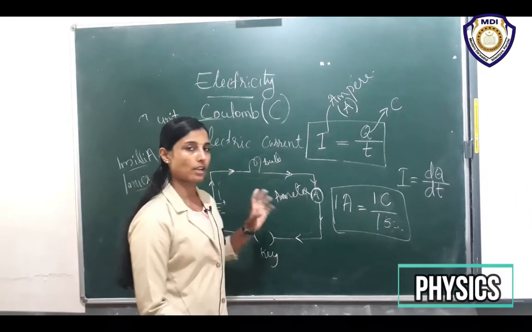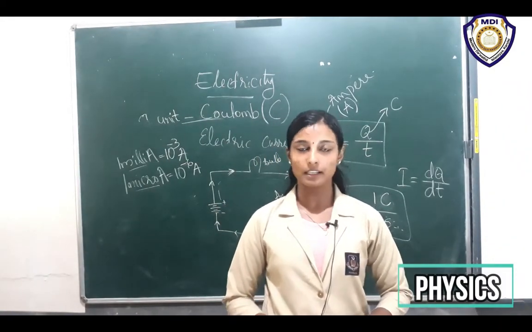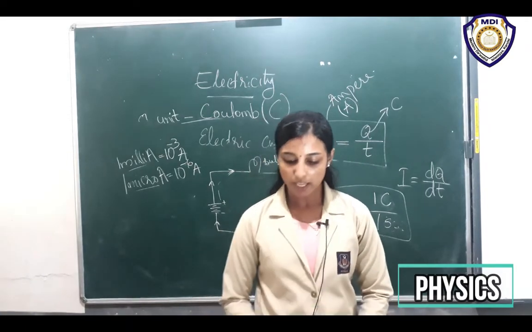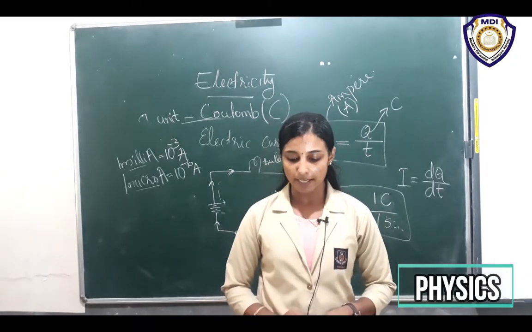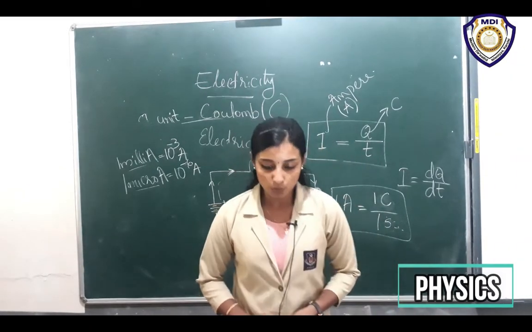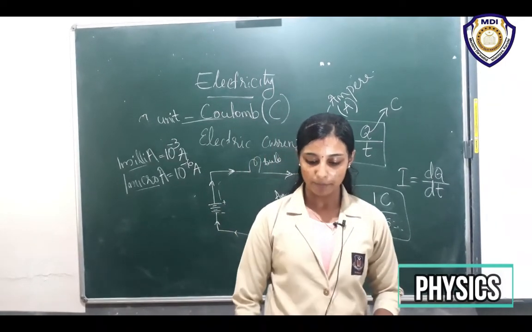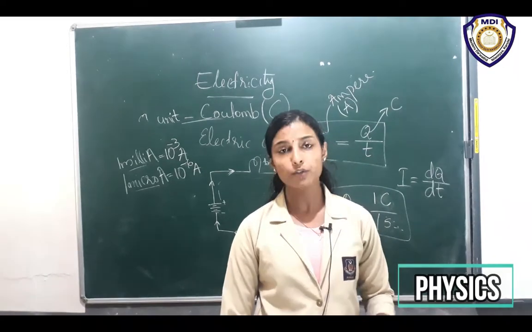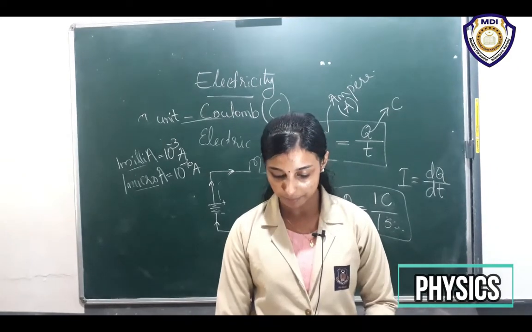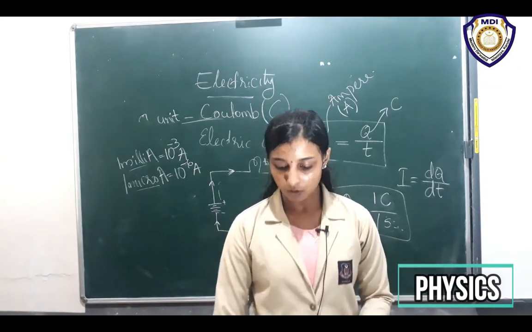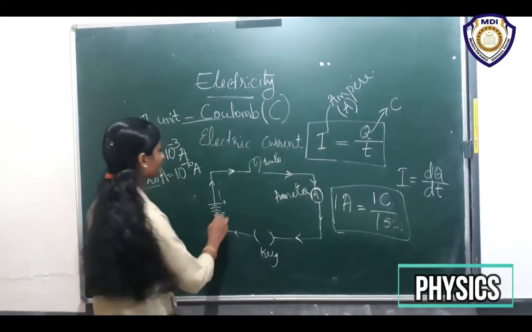All these things constitute an electric circuit. That is given in your textbooks, page number 200, figure 12.1. Note that the electric current flows in a circuit from the positive terminal of the cell to the negative terminal of the cell through the bulb and ammeter. That means the conventional current flows from the positive terminal to the negative terminal of the cell through the bulb and ammeter.